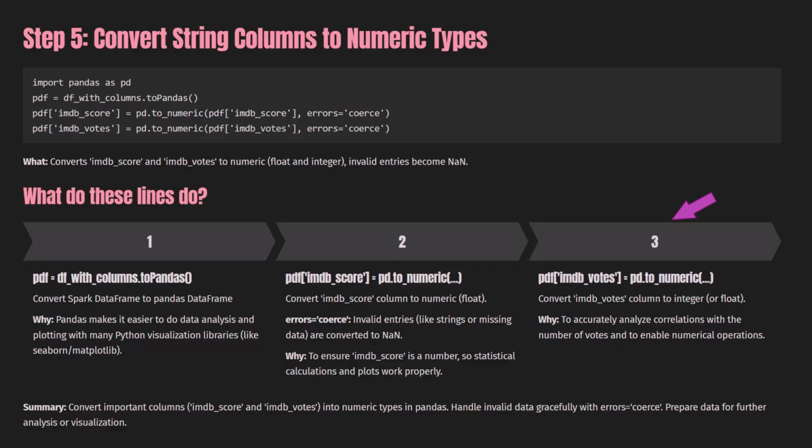We're going to convert the IMDb votes column to integer or float to accurately analyze the correlations with numbers of votes and to enable numerical operations. This converts to a numeric column and handles invalid data gracefully with the errors argument. It prepares data for further analysis or visualizations.